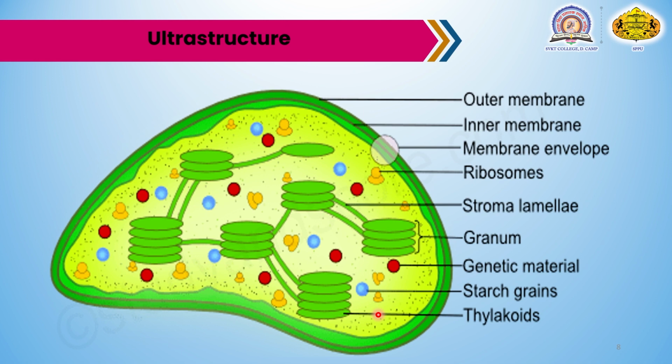There are also some materials present in this membrane, such as ribosomes. The ribosomes play an important role in protein synthesis. Also present is the starch grain material as an energy store, and the stroma lamellae. The stroma lamellae connect the two grana, holding them together. This is the ultrastructure of the chloroplast, which is mainly seen in the electron microscope because it is a highly complex structure.